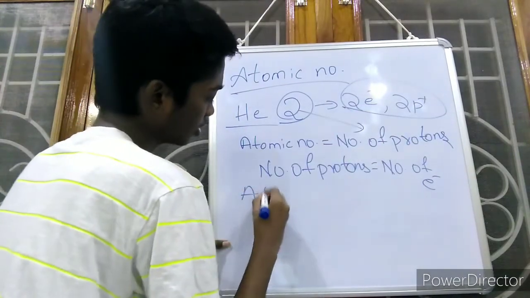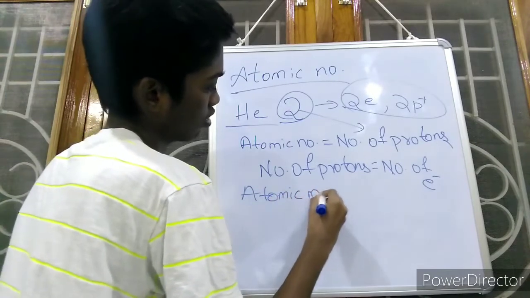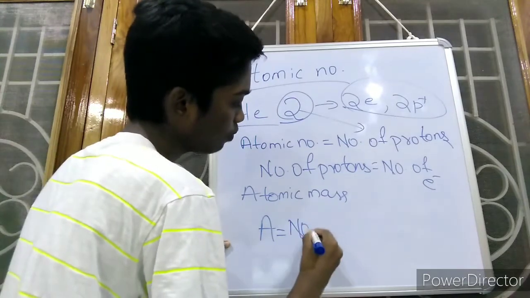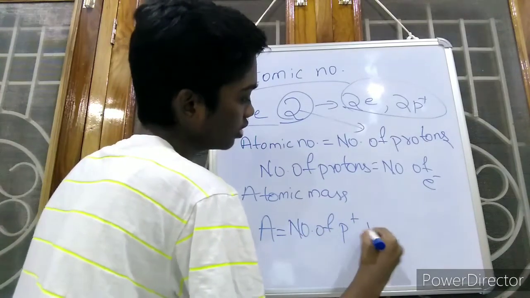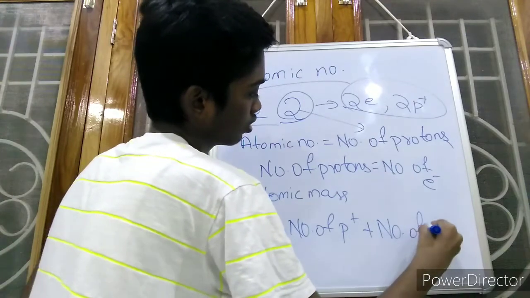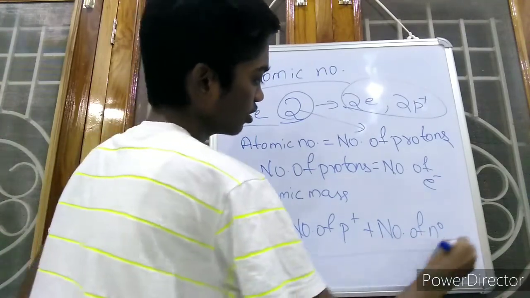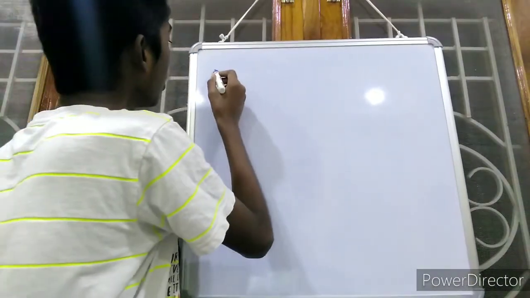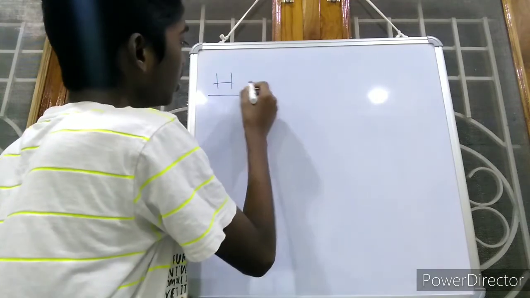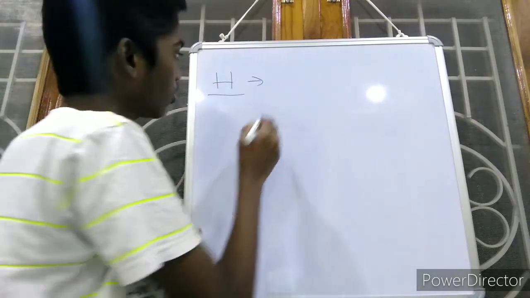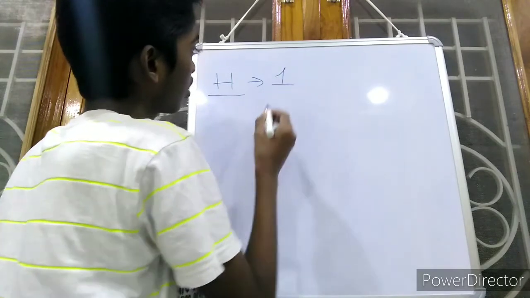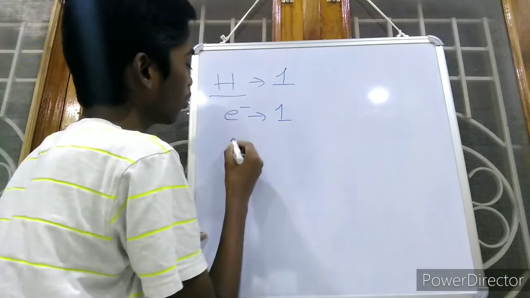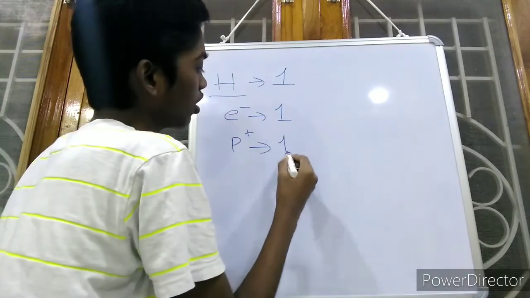And the atomic mass is nothing but the sum of the number of protons plus the number of neutrons. Friends, if we take hydrogen, we know that the atomic number of hydrogen is 1. So the number of electrons in hydrogen will be 1 and the number of protons in hydrogen will also be 1.